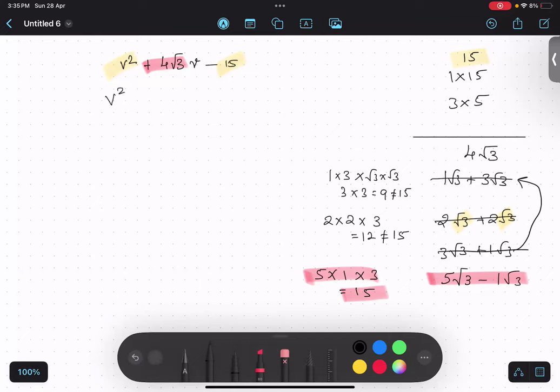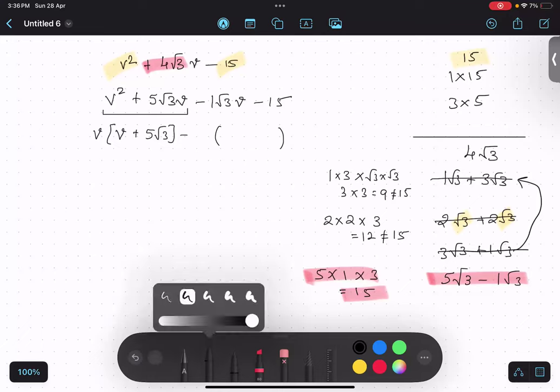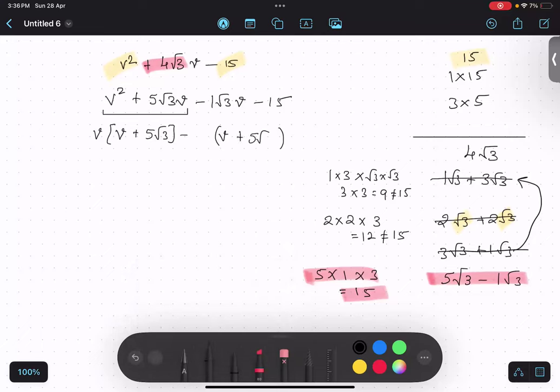So v² plus 5√3v minus 1√3v minus 15. Understood this thing? That's how I'm going to split. Now over here, I will take the common part. v plus 5√3. And from here, remember one more thing. This bracket and over here, what the bracket is going to come must be same. Yes or no? Yes. Over here, some bracket will come, na? Yes, sir. So I know that it should be v plus 5√3. I already know that. Yes. Okay.